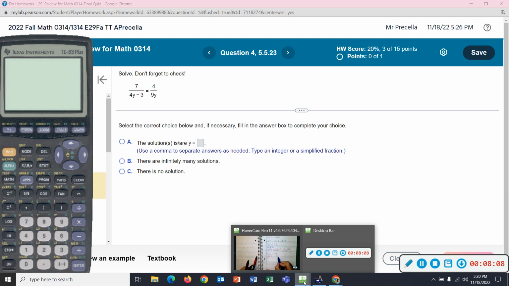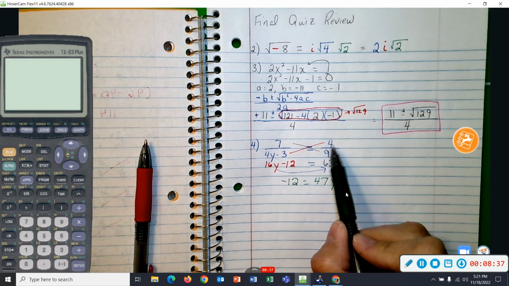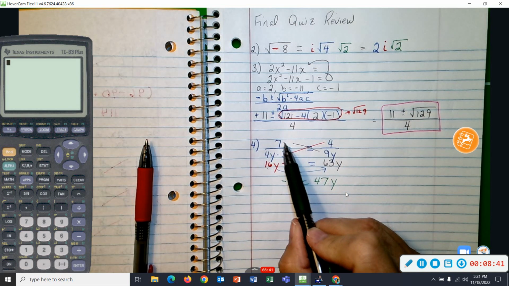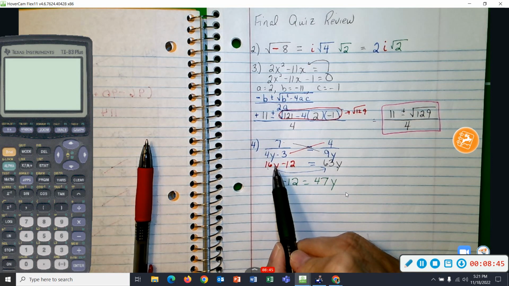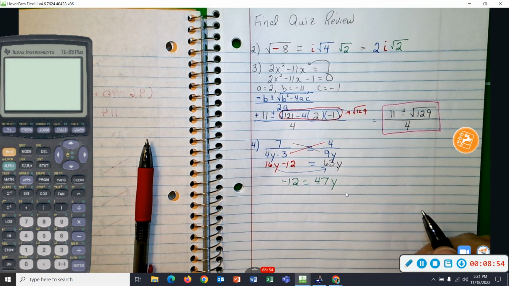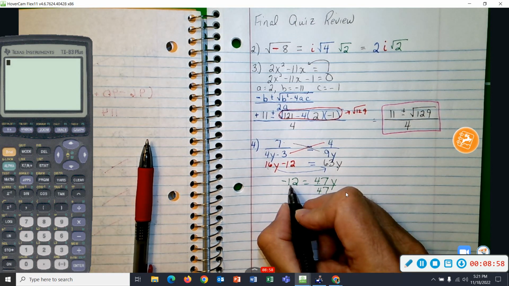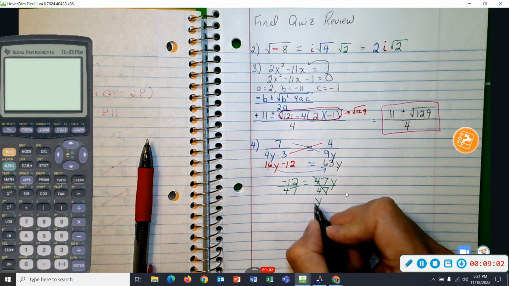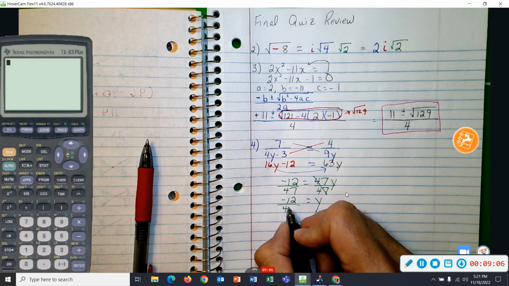This is just a linear equation, so I'm going to move that 16y over here and put all the y's together. Oh, sorry about that. I cross multiplied 16y minus 12 equals 63y. So I'm going to isolate the y by moving the 16y over here. 63 minus 16 is 47. Now, divide both sides by 47, and I think we have it. y equals negative 12 over 47.